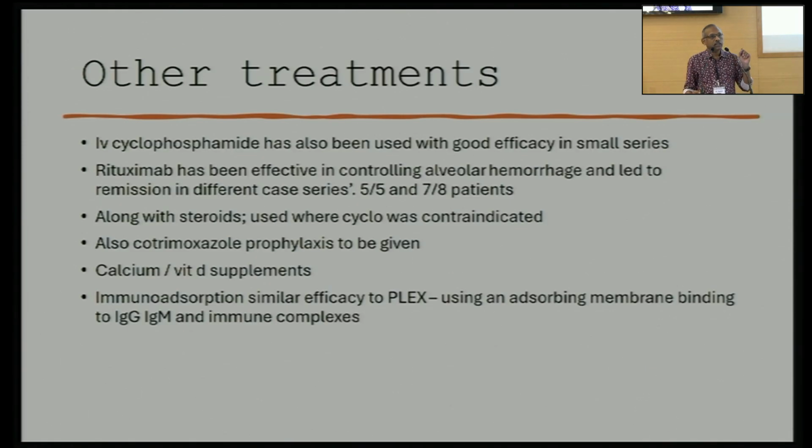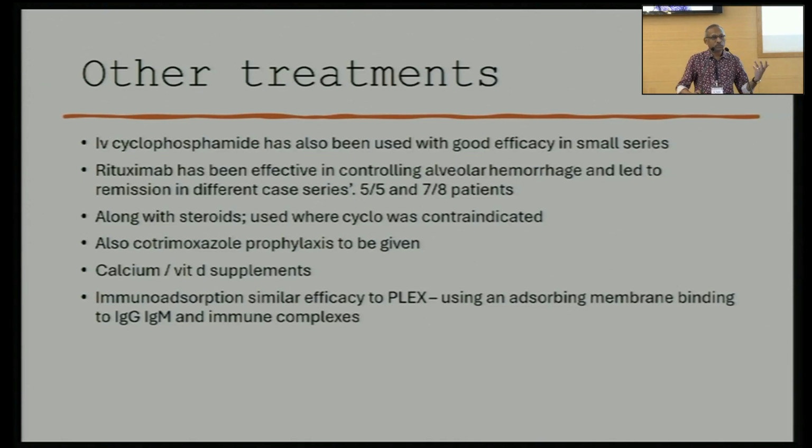And lastly, nowadays there has been a small trial on immunoadsorption, and they found that 9 sessions of immunoadsorption using a column which takes up IgG, IgM, and also immune complexes is actually even superior to plasmapheresis in removing the antibodies. Whether there is a clinical response or not is a different issue, but it has been shown to be effective.